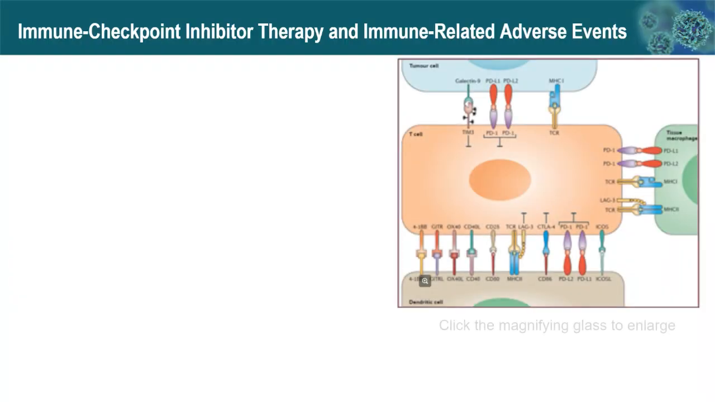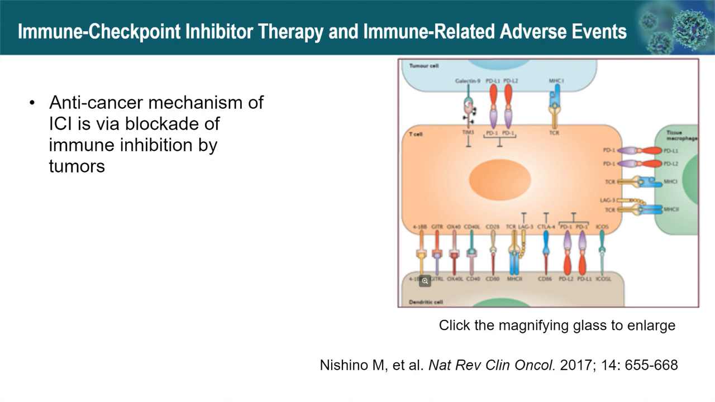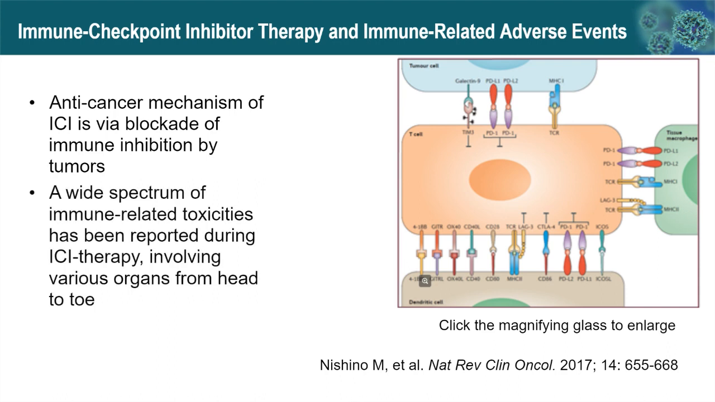So as many of you are aware, cancer immunotherapy using immune checkpoint blockade has really become a major option for treatment of a wide variety of advanced cancers. And one unique thing is that the anti-cancer mechanism of immune checkpoint inhibitors is via blockade of immune inhibition by tumors. And because of this unique mechanism of action, a wide spectrum of immune-related toxicities has been reported during immune checkpoint inhibitor therapy, really involving various organs from head to toe.